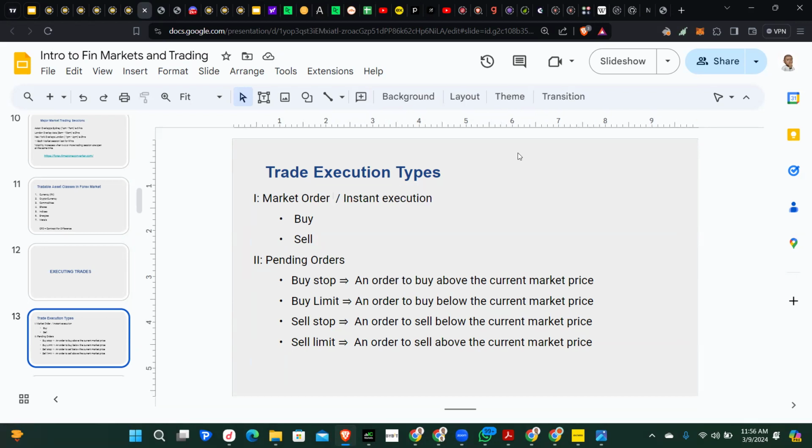Now, if I'm buying an asset by market order, what I'm simply saying is that I am comfortable, I'm okay with this price that the market is giving me. I want to buy at this price I am seeing currently on my chart. So that is what it means by market order.